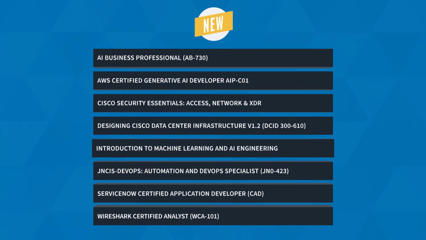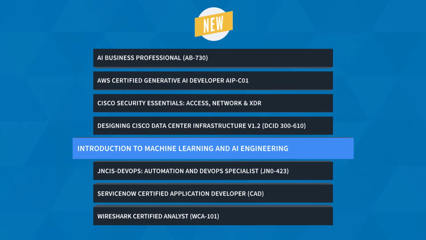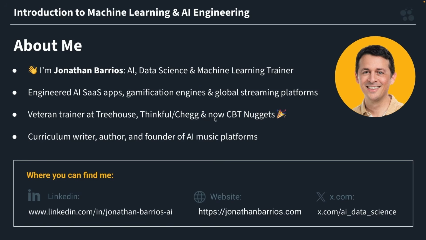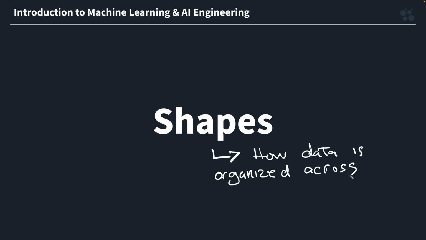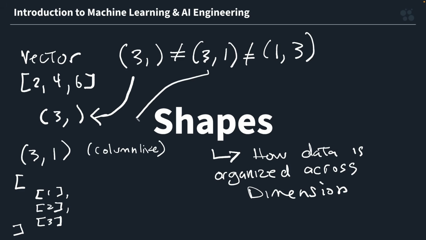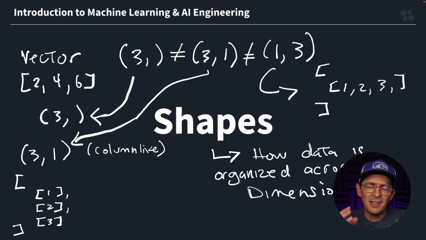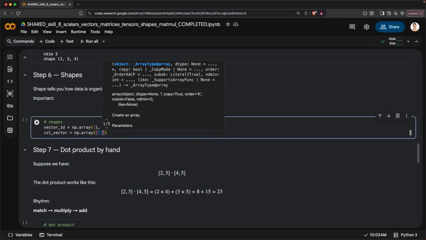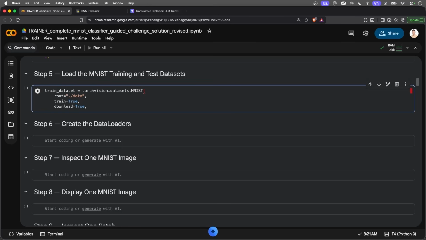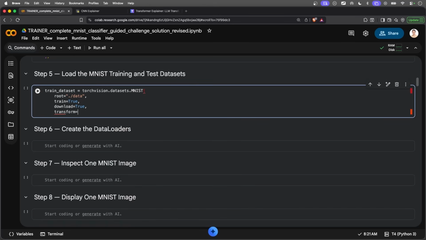If you've been wanting to break into AI but didn't know where to start, this one's for you. Jonathan Barrios brings us Introduction to Machine Learning and AI Engineering, a beginner-friendly course for programmers, developers, IT pros, and DevOps engineers who are ready to stop watching AI from the sidelines. You'll start with the fundamentals: regression, tensors, gradient descent, then work up to building real LLM apps with PyTorch, TensorFlow, and LangChain. By the end of this training, you'll have portfolio projects that prove you can do it.